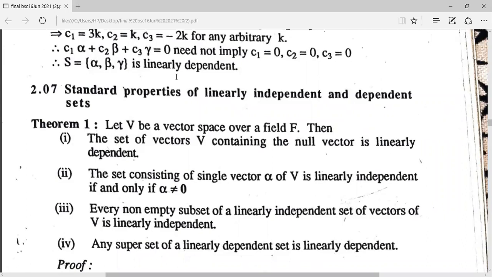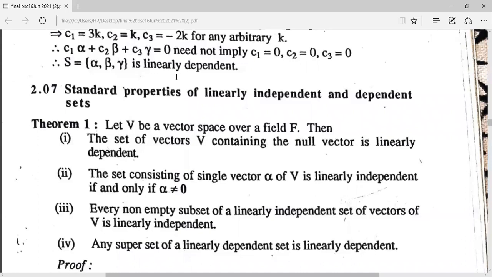Let us have some properties of linearly independent and dependent sets. As I stated earlier, a set containing a null vector is linearly dependent. So let us have those properties and we shall have it in the form of a theorem.